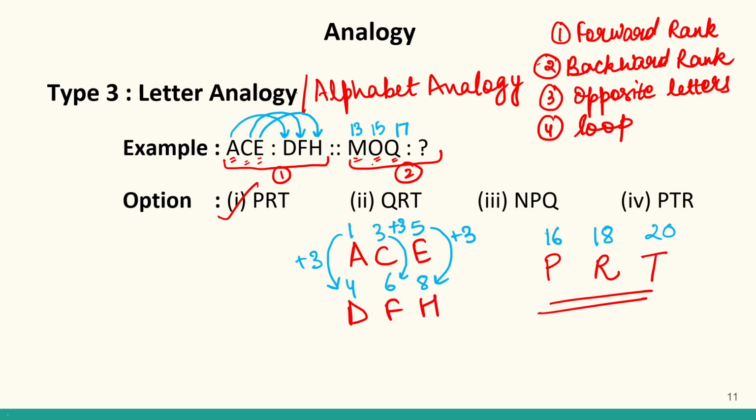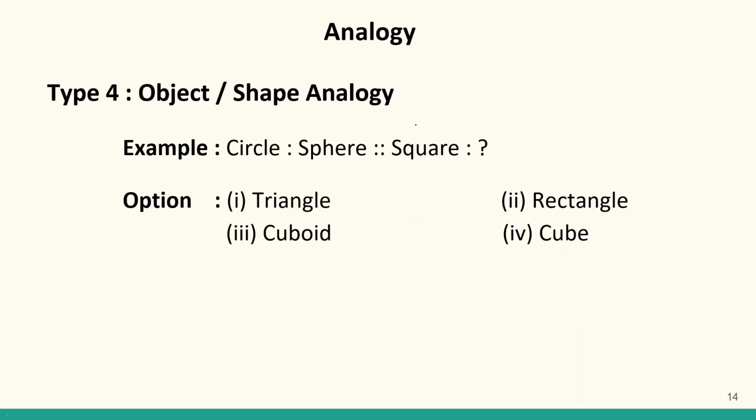This is how you solve questions on letter analogy or alphabet analogy. Then we have object and shape analogy. Object and shape analogy basically deals with 2D images or 3D images. There are certain things that you should know in this type of question. First is the 2D image and the corresponding 3D image.